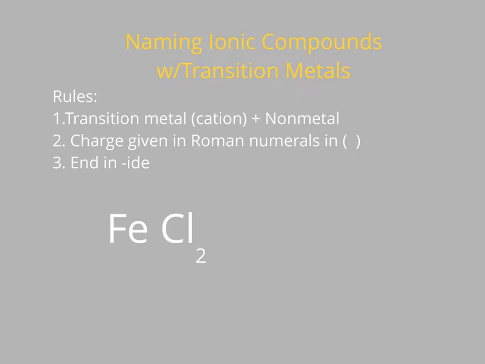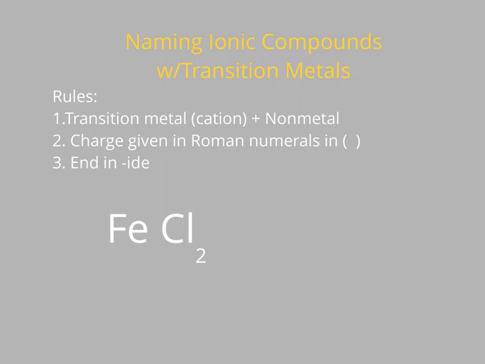And the charge is going to be given in Roman numerals in parentheses within the name of these compounds, because we have to specify what charge our transition metal is taking on, because we don't automatically know. So we have to give that information explicitly. And finally, like our other ionic compounds, the name is going to end in "ide."